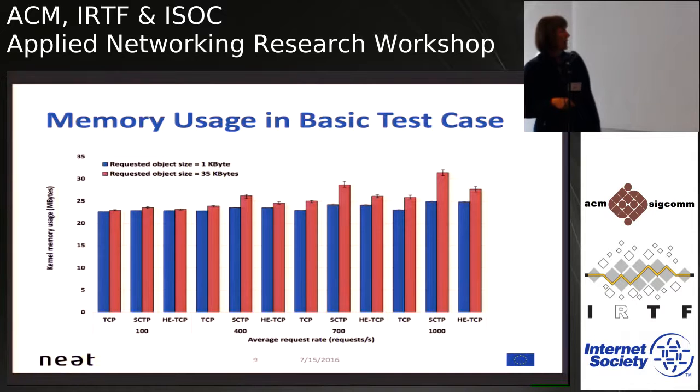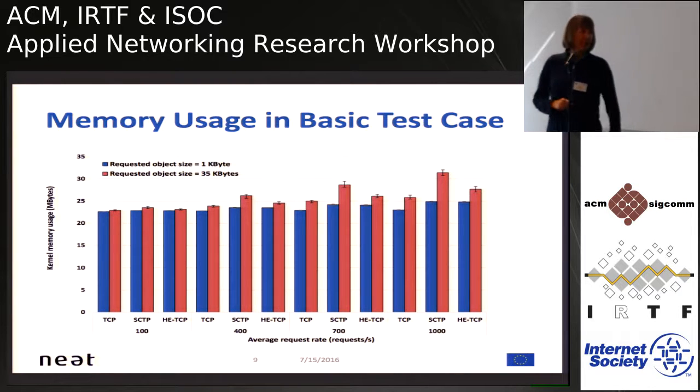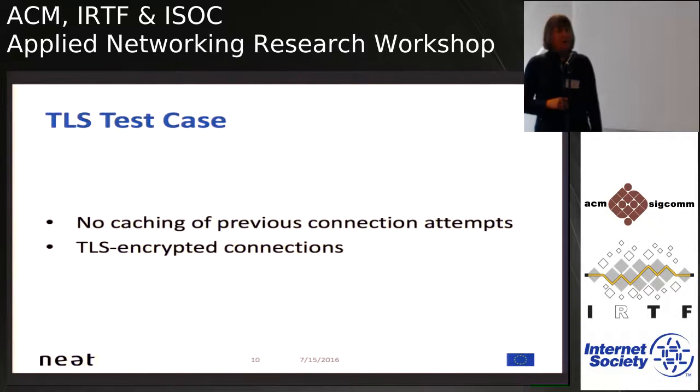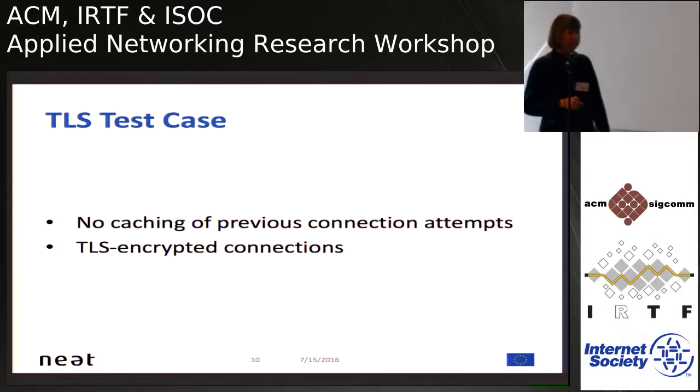So actually using SCTP consumes more memory than the happy eyeballs that results in a TCP connection. Next slide. So this was the results for the first scenario, the very basic test case. In the second test case, we have the same setup, but the connections are now using TLS encryption. So we're still using happy eyeballs for all of the connections. There is no caching, no learning in the process, but the connections are encrypted.